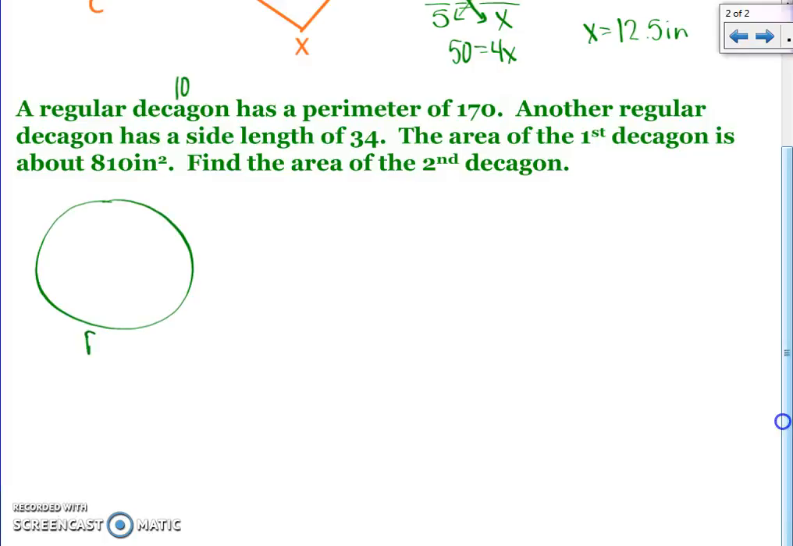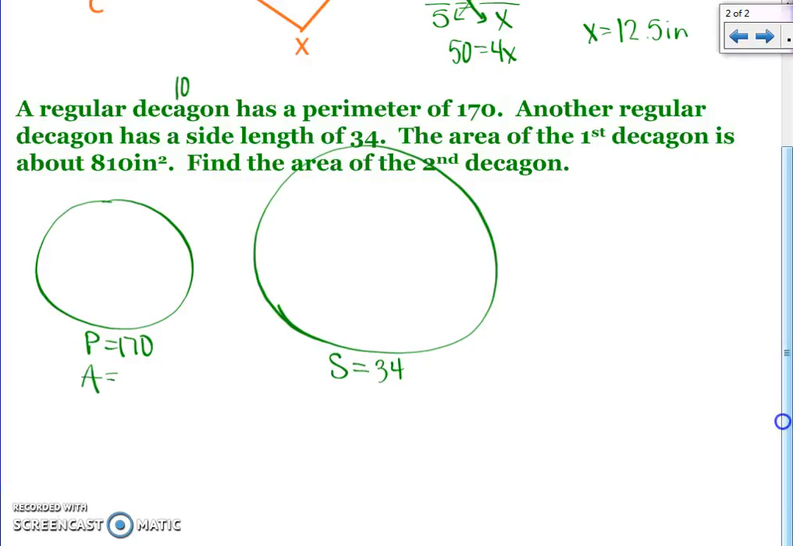This one has a perimeter of 170. Another regular decagon, this one's a little bit bigger, has side lengths of 34. The area of the first decagon is 810. What is the area of this one?